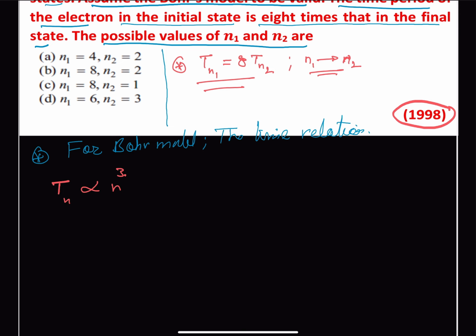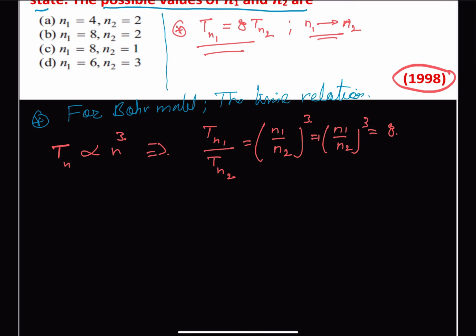And we are having two states, so accordingly we can divide this equation into two parts and find out the ratio. So we get time period of n1 divided by time period of n2 will be equal to n1 upon n2, and this as whole cube. Okay. And Tn1 upon Tn2 is 8. So we can write n1 upon n2 whole cube is equal to 8.